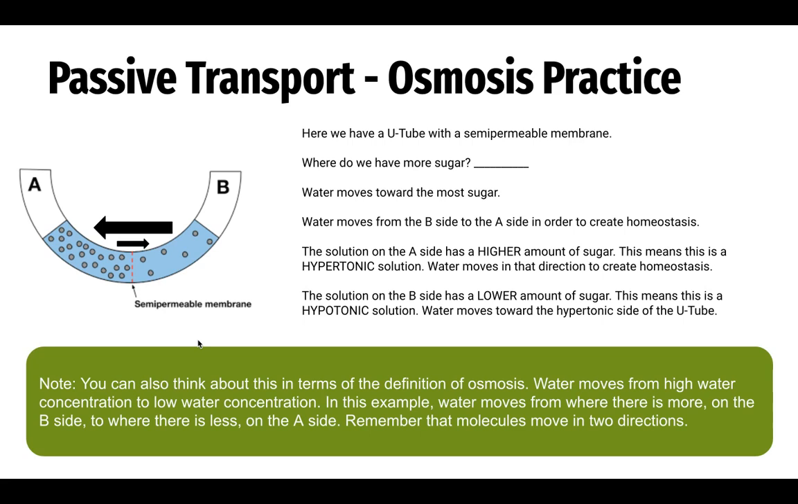Okay? This is called a U-tube. Okay, so where do we see more salt in this U-tube? I see more salt over here. Salt sucks the water towards it, right? It's going to slurp it up. So it's going to send water this way. So remember, water is going to mostly move from B towards A, but a little tiny bit is going to go back in the other direction, okay?